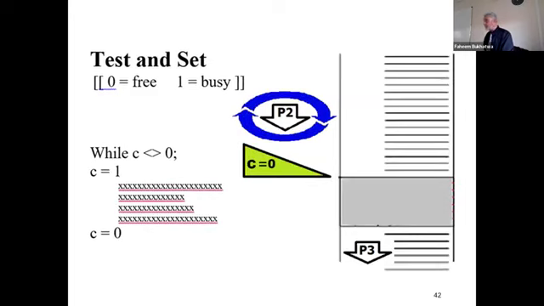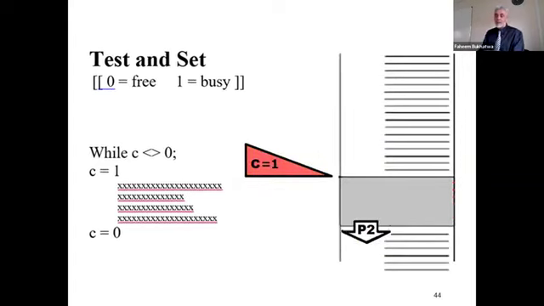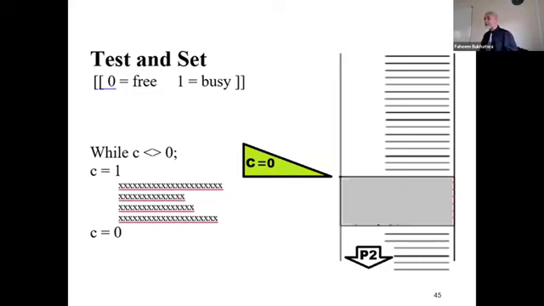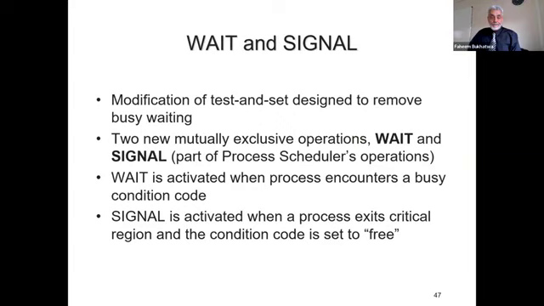After a while, process 3 left. It turns the flag free. Now process number 2, after a little nap, will look, check, and say, oh, the light's free. Let me go in. And it goes in. And when it finishes, it will unlock that, reset that flag. So that's how test and set works. But it has those two problems: starvation and busy wait.